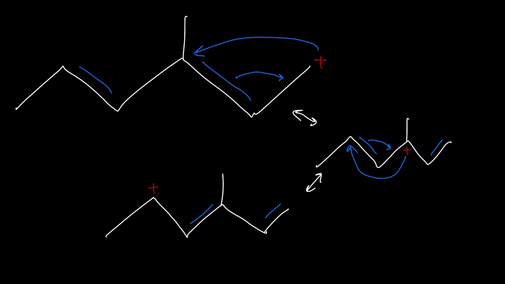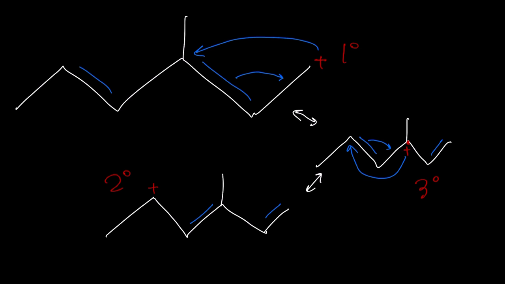However, let's rank the carbocation situation here to try and find out which one is the most stable. In the situation that we drew first, the positive charge is on a carbon, this carbon, that is attached to only one other carbon. So because it's attached to one other carbon, it's a primary carbocation. In the middle, we had a tertiary carbocation because the carbon that has the positive charge is attached to three other carbons. And then at the end, we had a secondary carbocation.